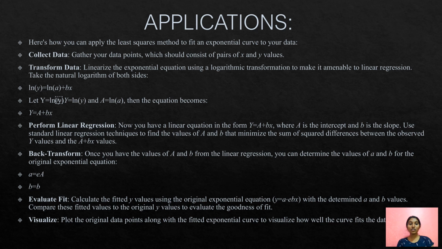Perform the linear regression. Now you have a linear equation in the form Y is equal to A plus bx, where A is the intercept and b is the slope. Use the standard linear regression technique to find the values of A and b that minimize the sum of the squared differences between the observed Y values and the A plus bx values. Back transform: once you have the values of A and b from the linear regression, you can determine the values of a and b for the original exponential equation. That is, a is equal to e to the power A, b is equal to b.